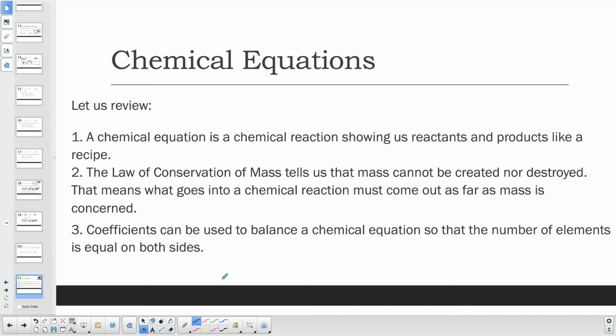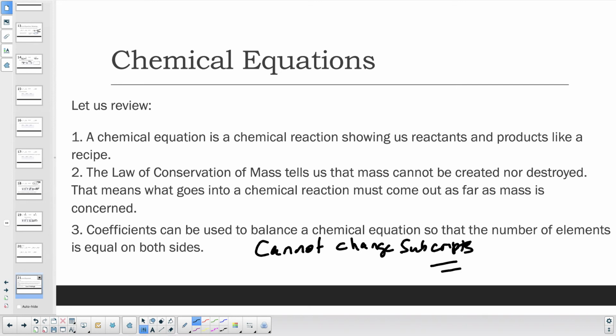And the last point that I'd like to make is that in balancing chemical equations, we can change coefficients so that the number of elements is equal on both sides. But remember, we cannot change subscripts. Okay?